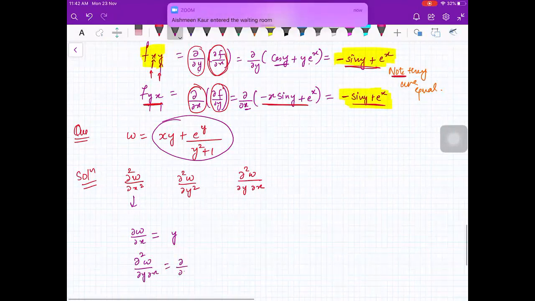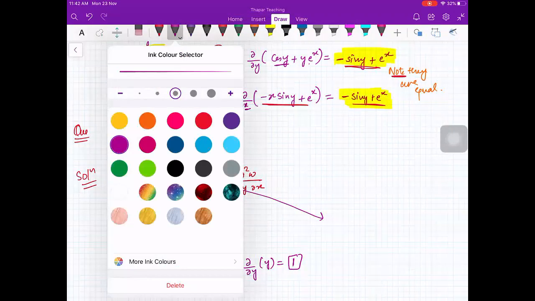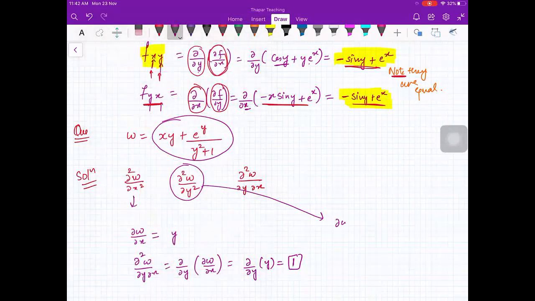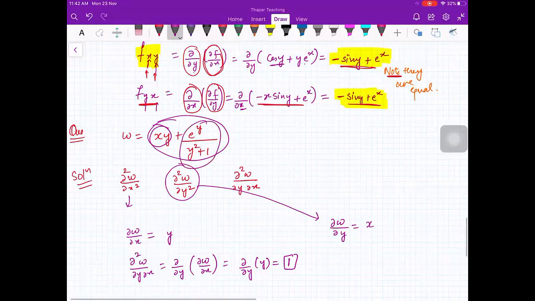And what will be ∂²w/∂y∂x? That is ∂/∂y of ∂w/∂x, which is ∂/∂y of y. That is 1, right? Now the other one is a little difficult, just the calculations, but you can do that. Compute ∂w/∂y. First you will get x, and then you compute this with respect to y. First with respect to y, e raised to the power y gives e raised to the power y over y squared plus 1 as such. Then 1 upon y squared plus 1 gives minus e raised to the power y over (1 plus y squared) whole squared, into 2y. Is that clear?